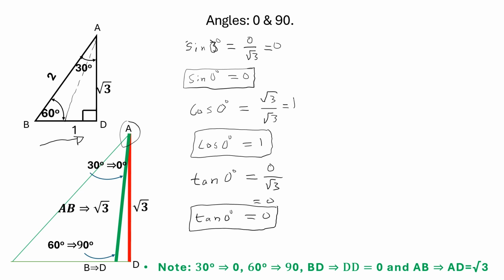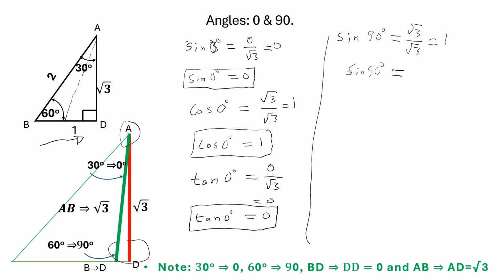Now, in the same vein, let's look at 90 degrees. 90 is now at this B side here. So we're going to see that, in that case, adjacent is 0 this time. So sine 90 degrees will be equal to root of 3 over root of 3, and that is 1. So sine 90 degrees equals 1.